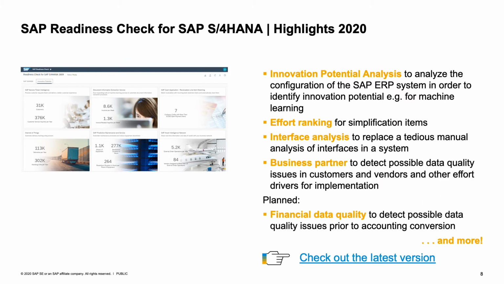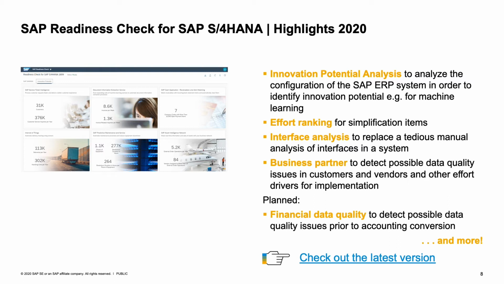Further things that are there or will come soon are the effort ranking for simplification items, to give you more guidance on what the priorities shall be in your project planning. We have the interface analysis already for a while, that is improved step by step. We have a section on the business partner, which of course is an important area, especially typically activities before the technical conversion to introduce the CVI, the business partner concept.